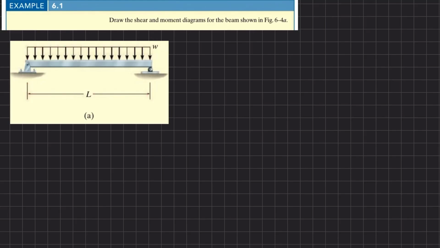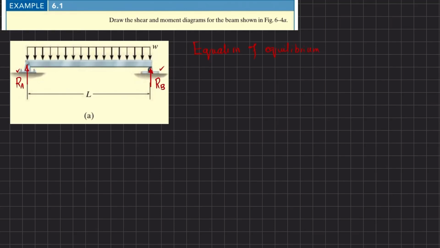First step is that if we remove this support, there will be a reaction force. Let this be RA, and if we remove this roller support, we will have a reaction force represented as RB. We'll find these reaction forces RA and RB by using equations of equilibrium.